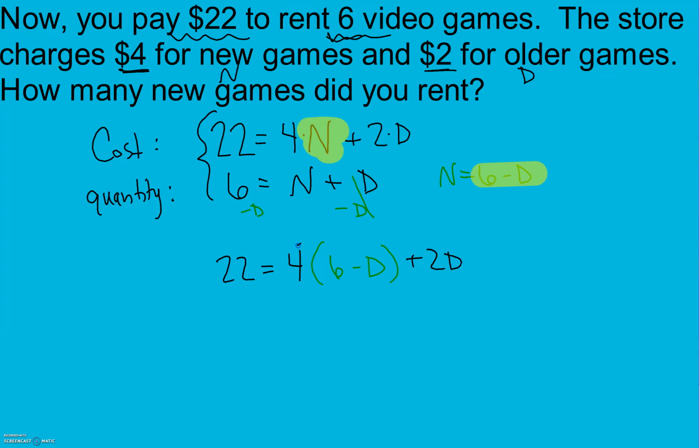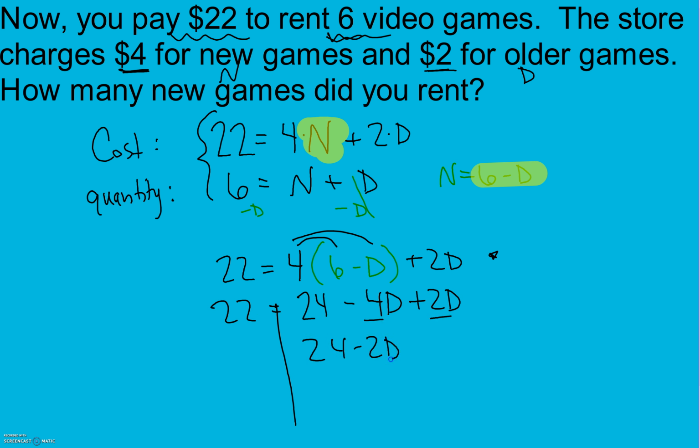Now, to solve, all I have is one equation with one variable, which is perfect. 24 minus 4d plus 2d. Combine like terms. Get our variable by itself by subtracting and then dividing. So d is going to be 1, which means our older games was 1.